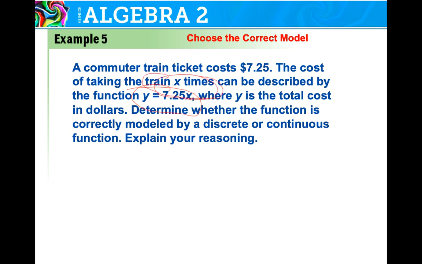This is x times. You can take the train once, it costs you $7.25. You can take the train twice, it costs you $14.50. You can take the train 3 times, it costs you $21.75, which means you can't take the train 1.5 times. So you're going to just have plots of 0 times costs you 0, 1 time costs you 7.25, 2 times $14.50, 3 times are going to be $21.75, and so on. And since each of them is an individual dot, it's countable. You can count 1 time, 2 times, 3 times, 4 times, and you get your answer. So it's going to have to be discrete.